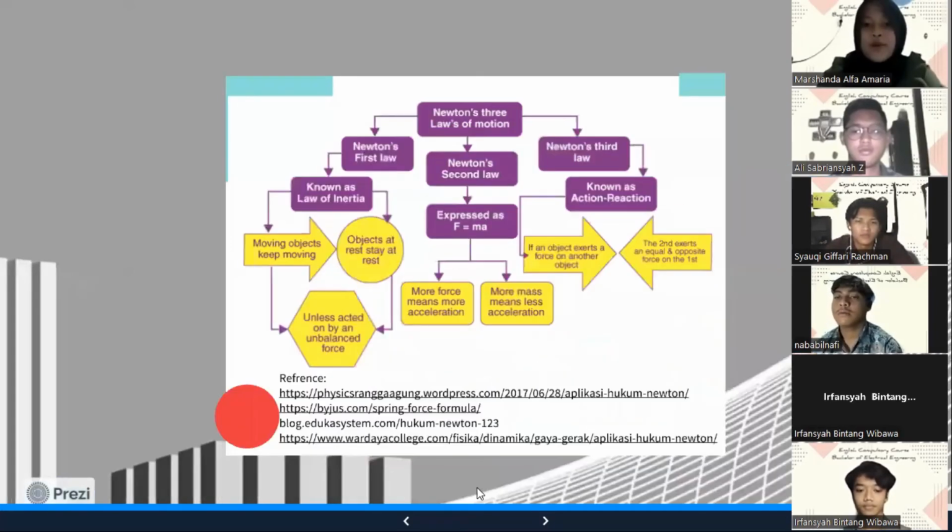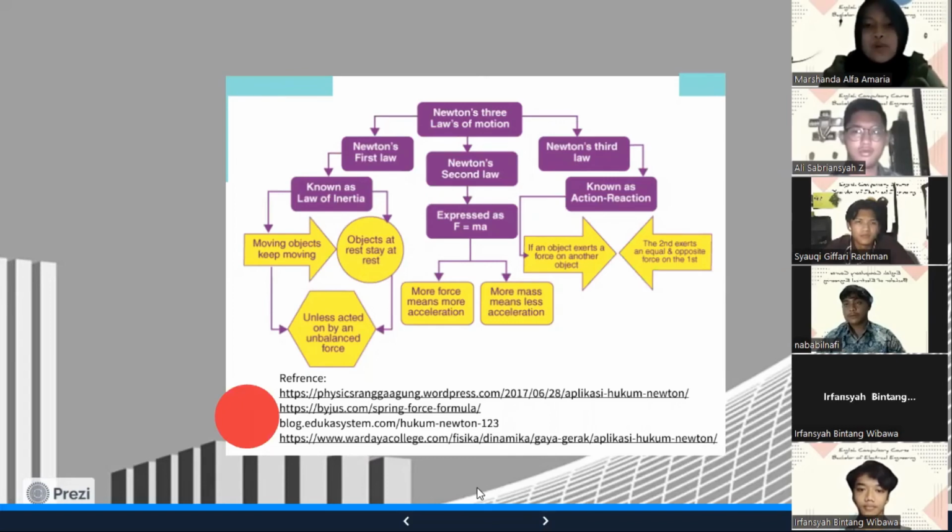And then we jump to the end section, which is the summary of Newton's theory. As we know, Newton's theory consists of three laws: the first law, second law, and third law. The first law, known as the law of inertia, says moving objects keep moving, and objects at rest stay at rest, unless acted on by unbalanced forces.